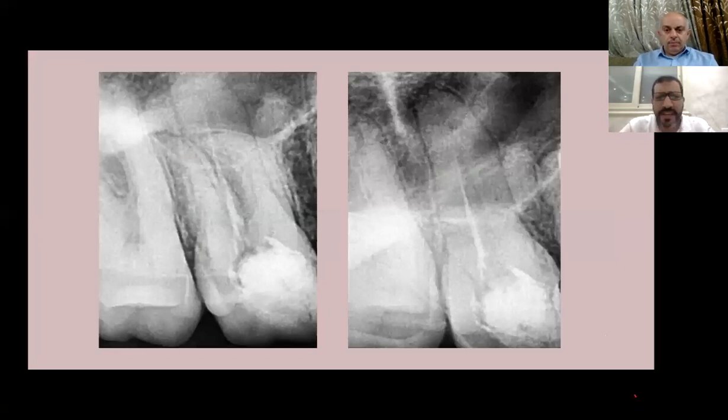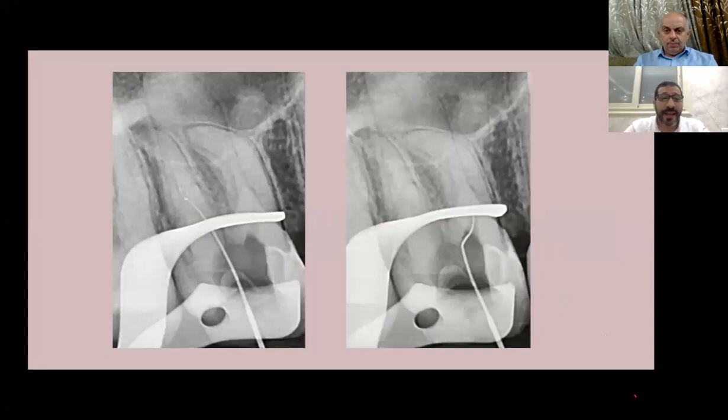Let's go see this case. This is a case of retreatment after I removed the gutta percha. There is an apical periodontitis related to the distal buccal root, and also there is widening of the periodontal ligament space related to the mesial root. But it's not the problem. The exact problem is there is no geometry of the canal, no canal outline.